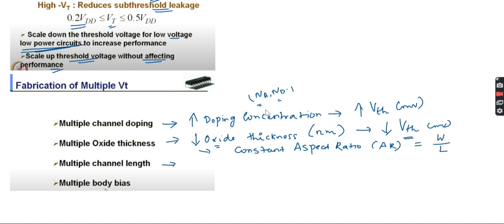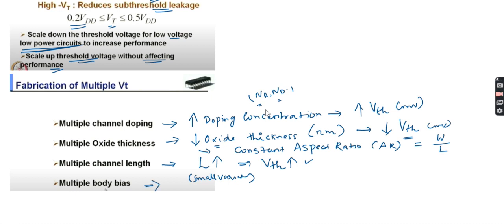Multiple channel length means that the channel length will be increased. If you are increasing the threshold voltage, there will be small variations in the channel also. Then, multiple body bias actually.